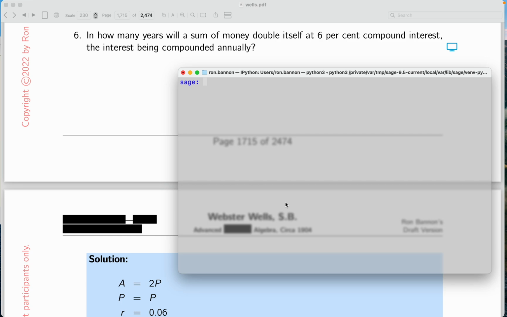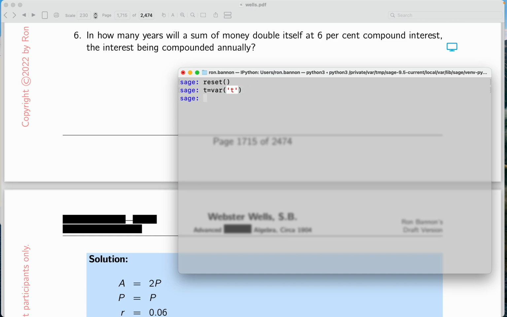Just reading through this: in how many years. So at least I know the variable is t, and t represents time in years. So I'm going to set t equal to... This is what I'm really looking to do, by the way. And let's type that in.